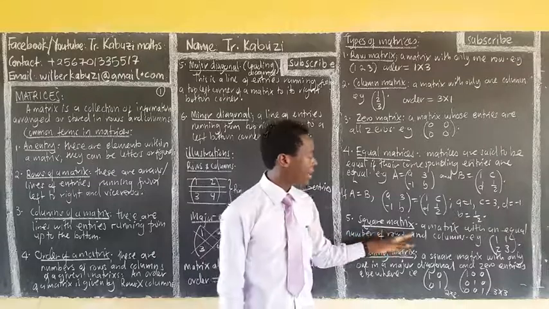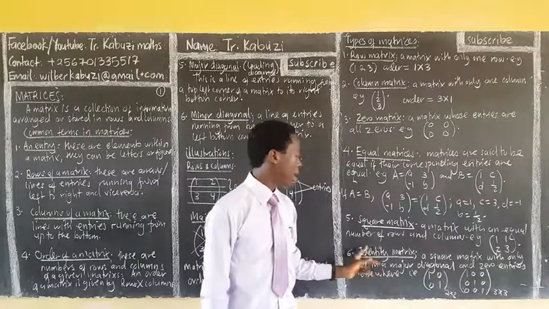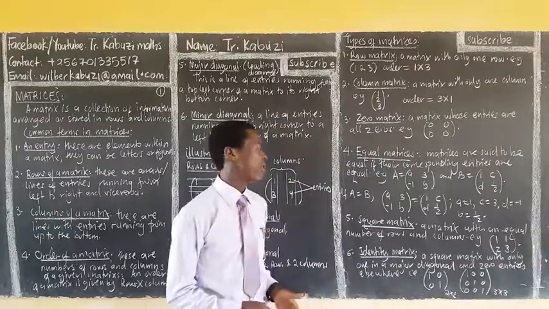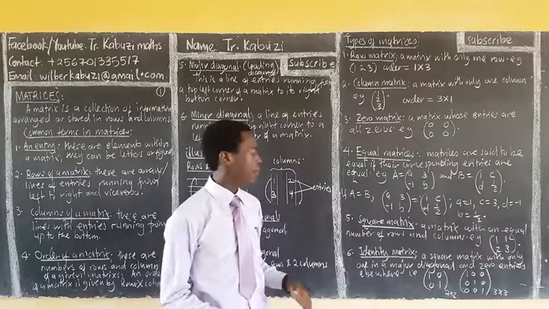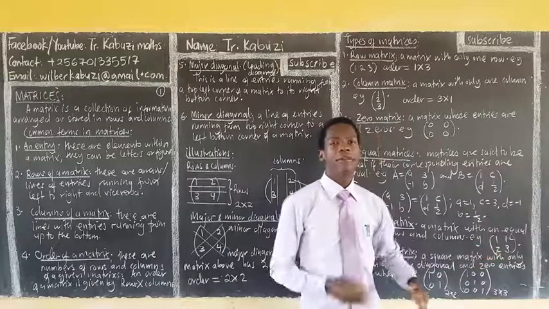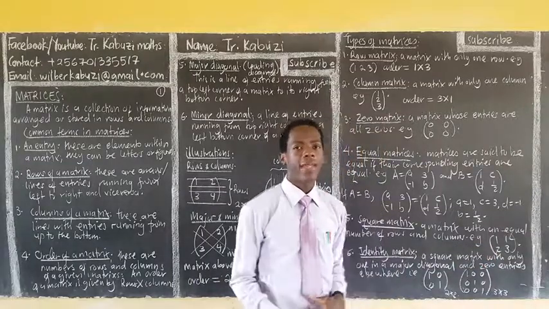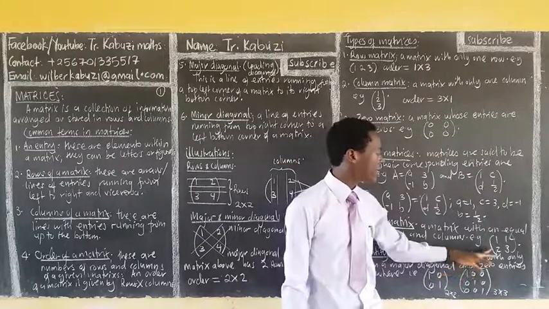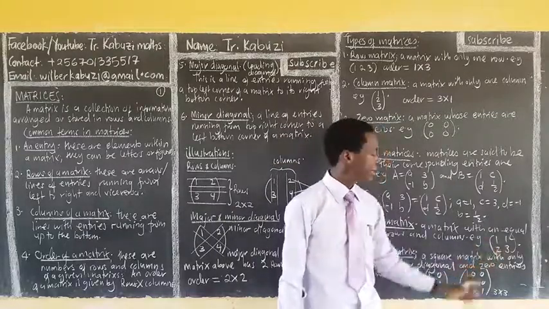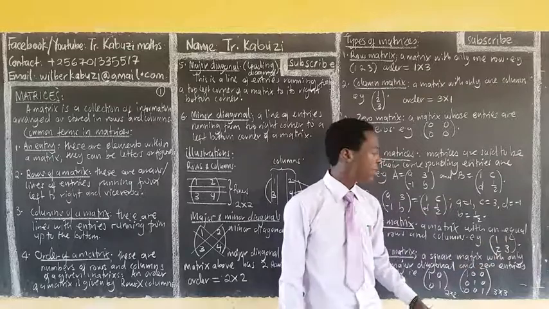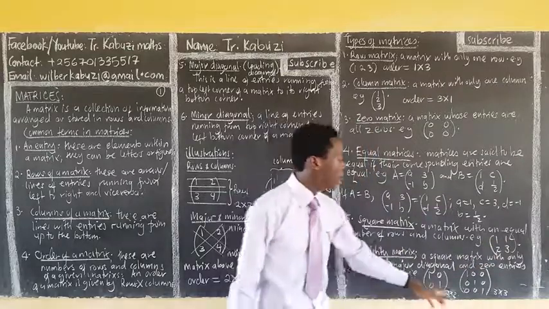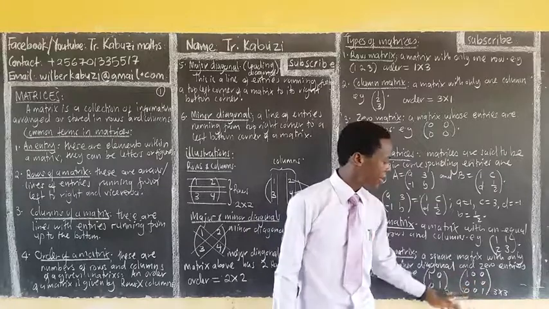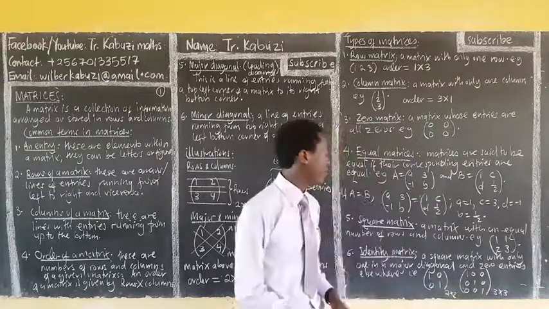A square matrix is a matrix with an equal number of rows and columns. So if the number of rows is equal to the number of columns, that is what we call a square matrix. You see this one where we have 2 by 2, 4 by 4, 3 by 3, all those are square matrices. You see this one, 2 rows, 2 columns. So that is a square matrix. Look at this one, 3 columns, 3 rows. That's also a square matrix.